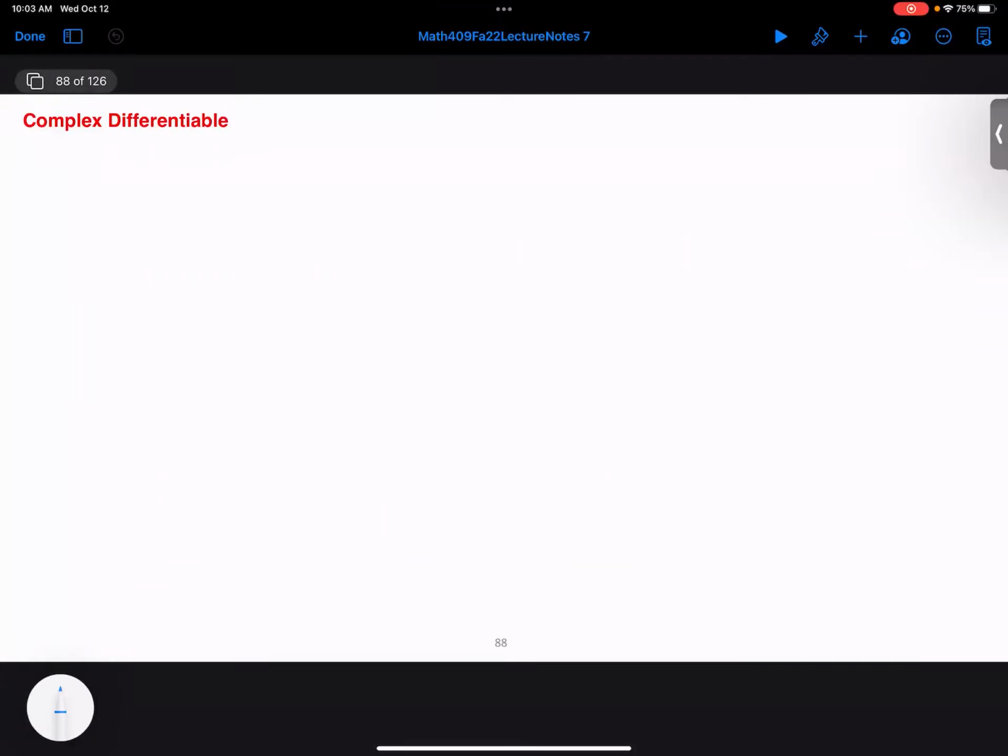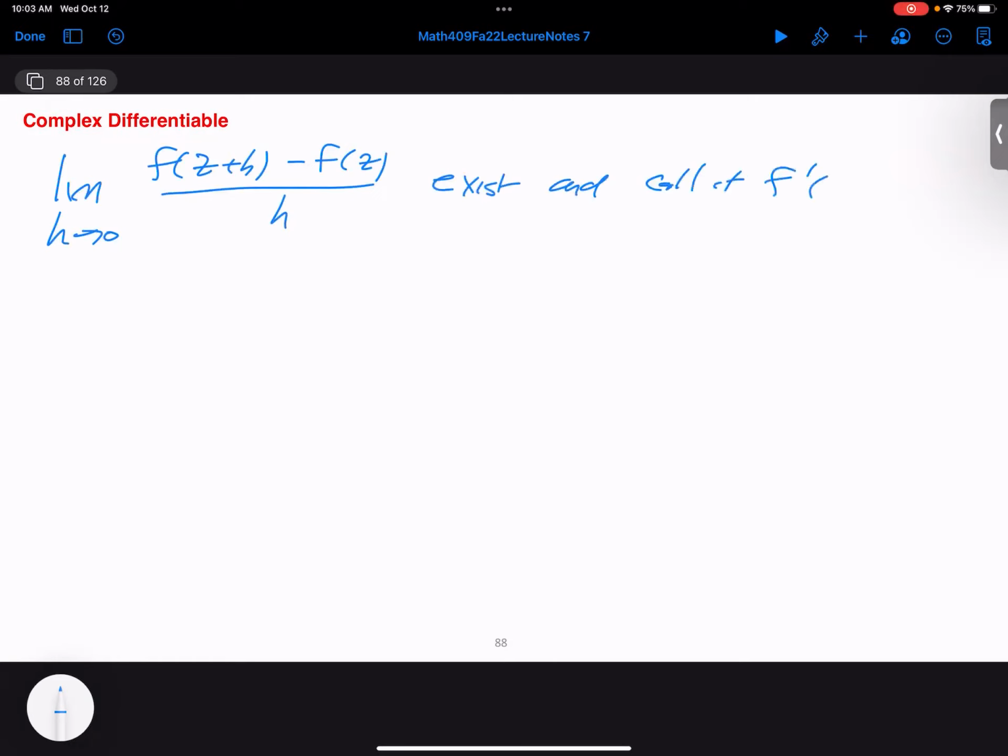The first thing we need to know is, what does it mean for a function to be complex differentiable? Hopefully everybody remembers what it means to be differentiable of a real variable. It's essentially the same in complex analysis. I want the limit as h goes to 0 of f(z+h) minus f(z), over h, to exist, and we call it f'(z).